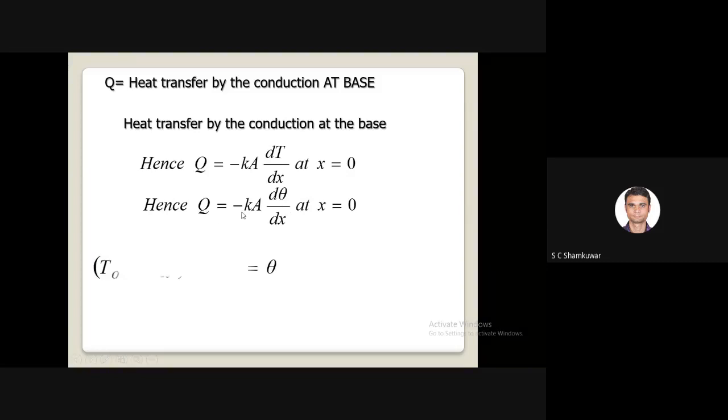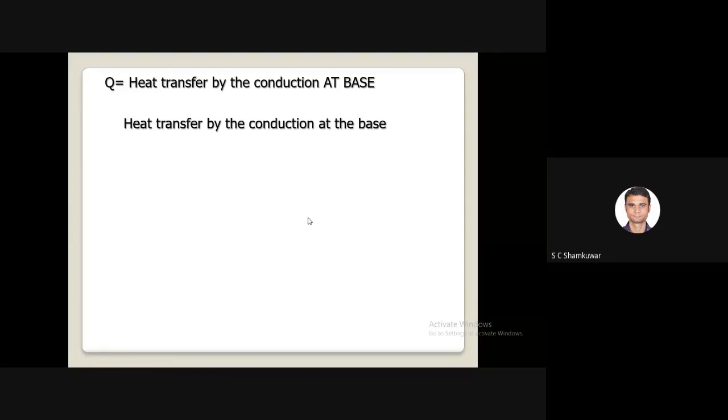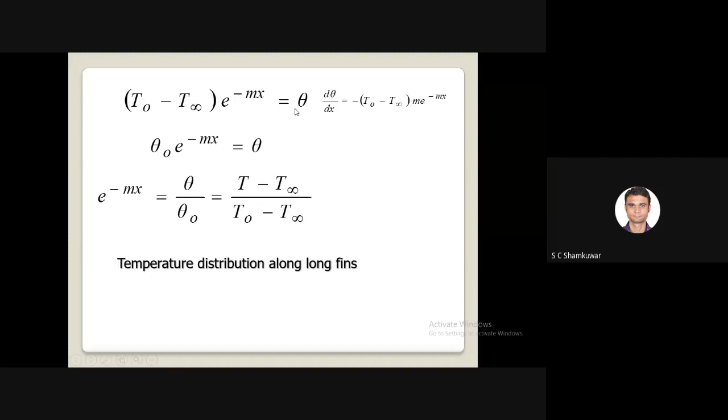So now, again we will proceed further. Now what is d theta by dx? Here I have already given you a hint. We know theta is equal to this expression. We differentiated this equation and got d theta by dx is equal to minus (T naught minus T infinity) into m into e to the power minus mx. This we have calculated earlier.